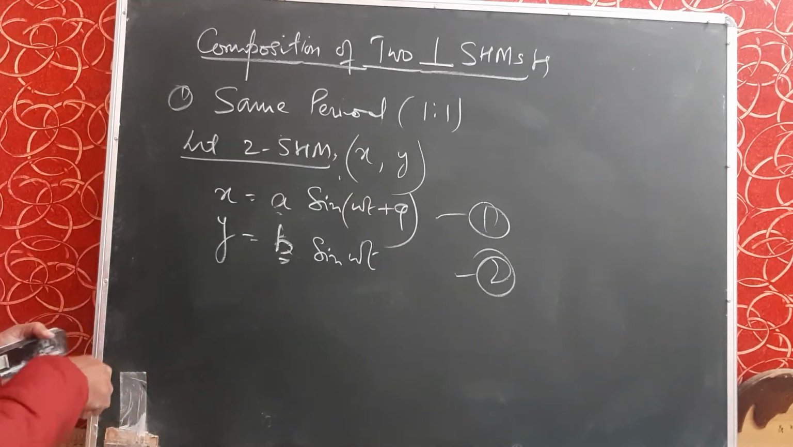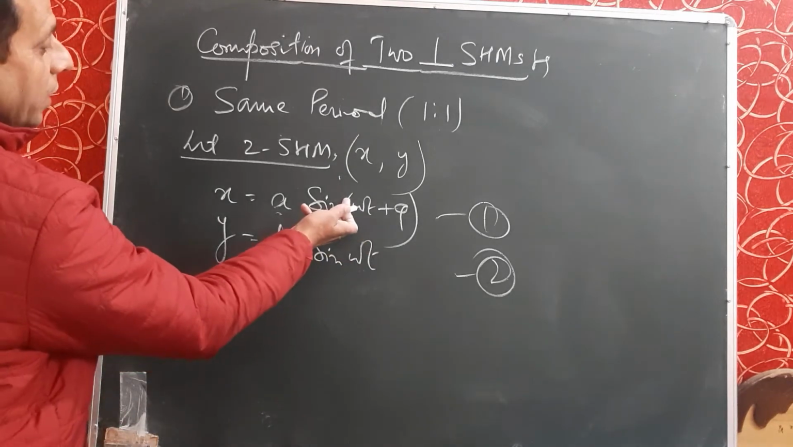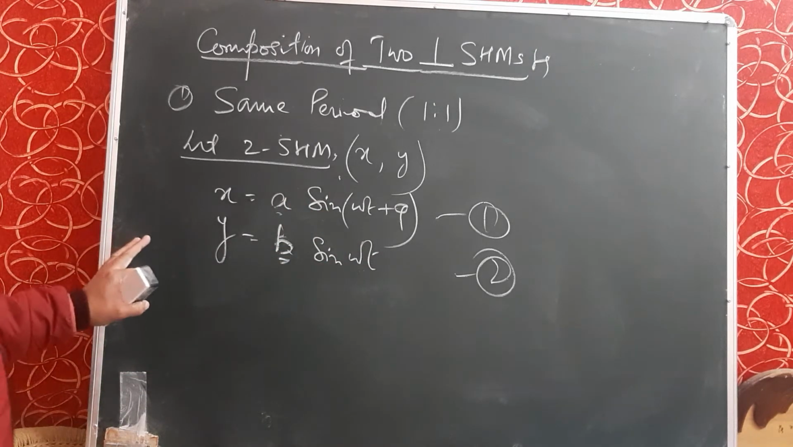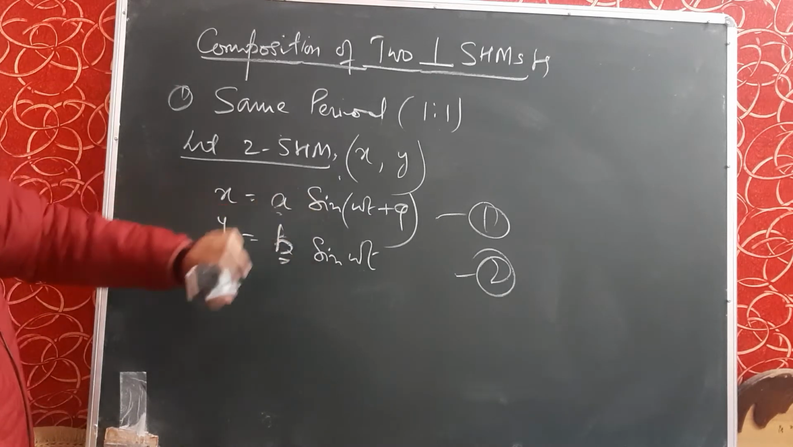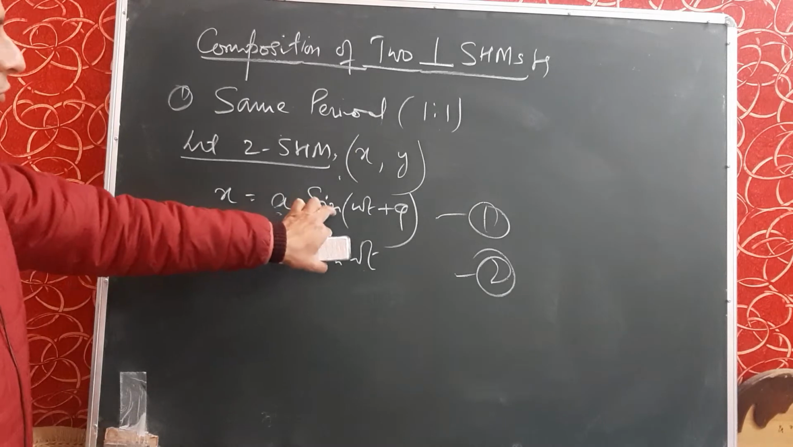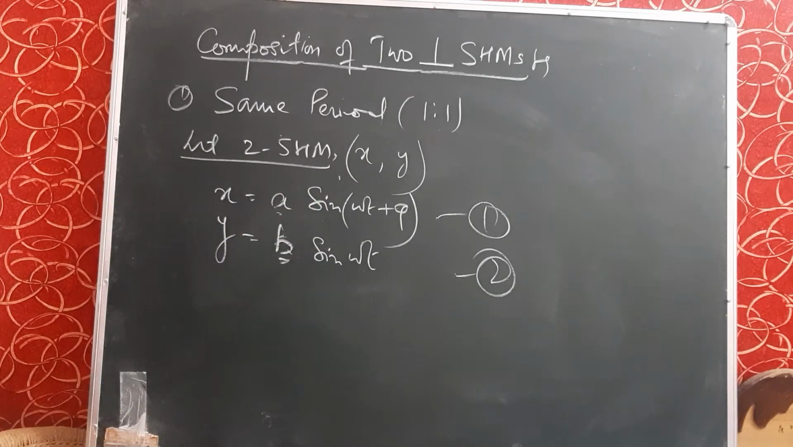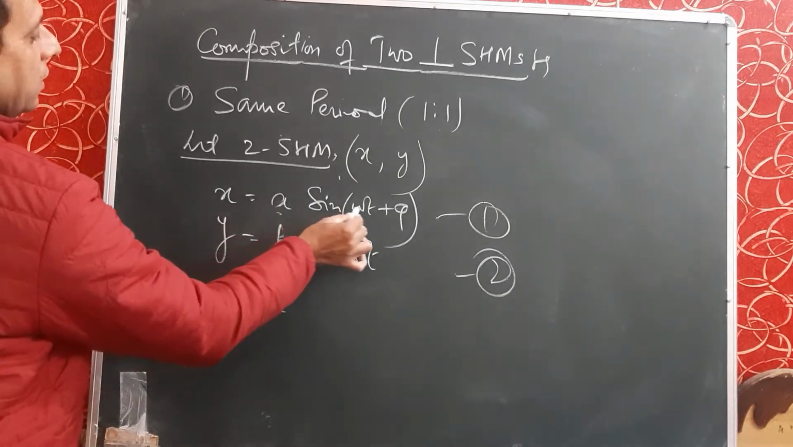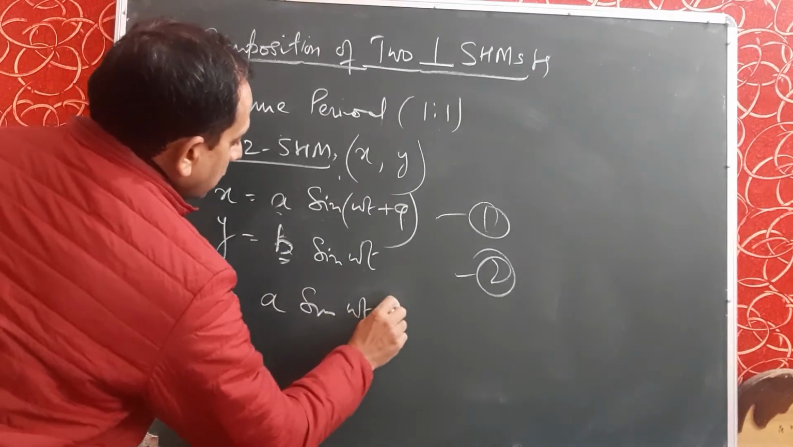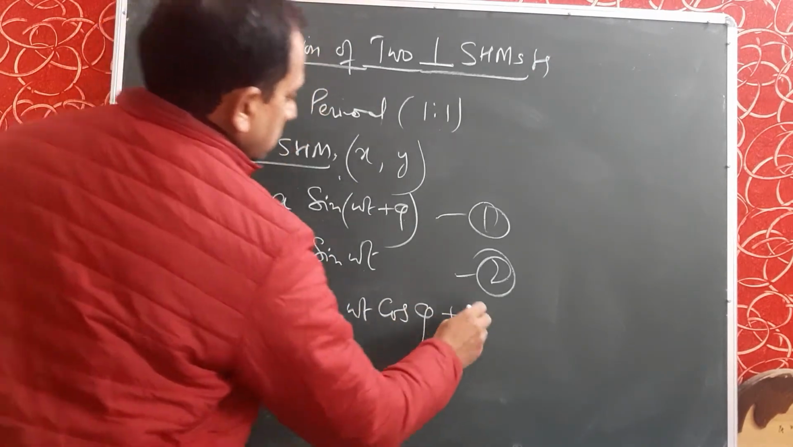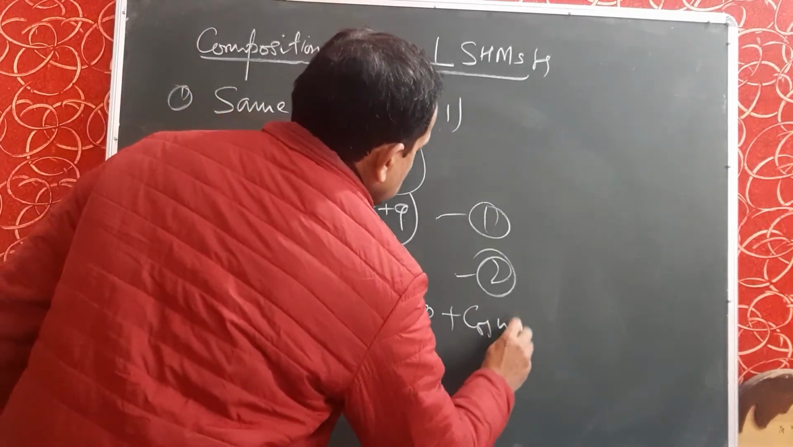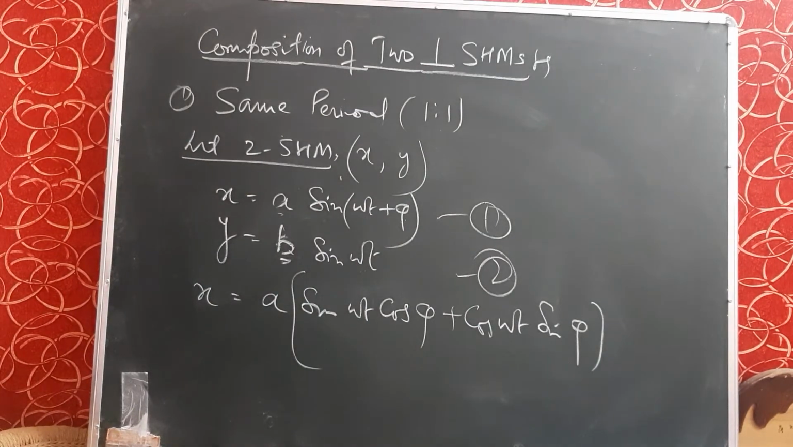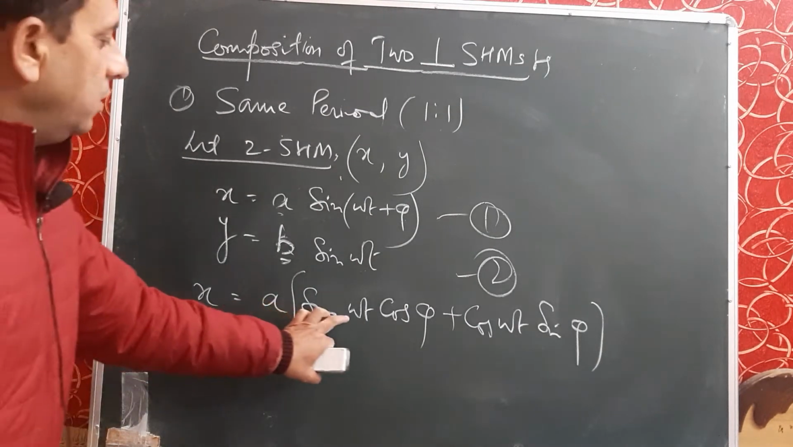Now, we will combine these equations 1 and 2 mathematically. How we can combine it? So, we may solve equation number 1 and then put the values from equation number 2 in equation number 1, and finally we will get the combined equation. It is very simple. This x may be written as a into sine of (a plus b). It is sine a cos b plus cos a sine b. Is it clear? Because we know the formula sine (a plus b) is equal to sine a cos b plus cos a sine b.